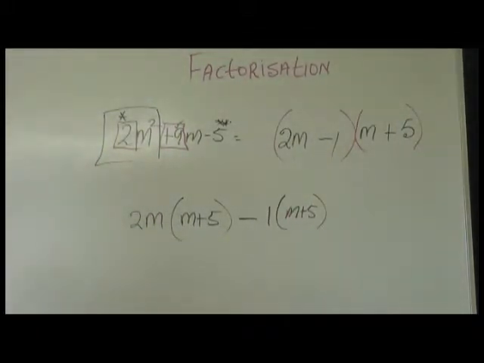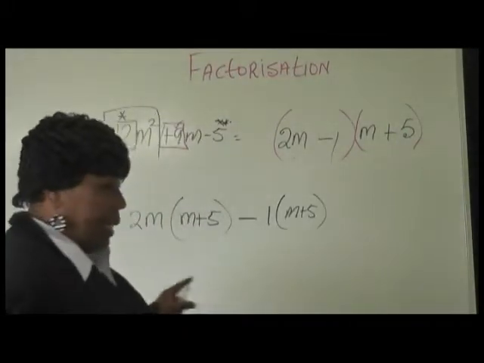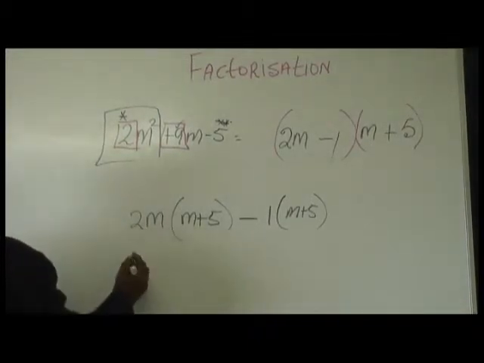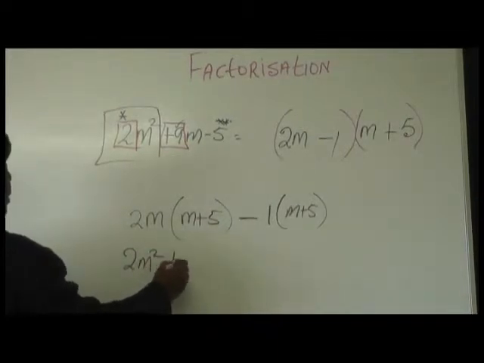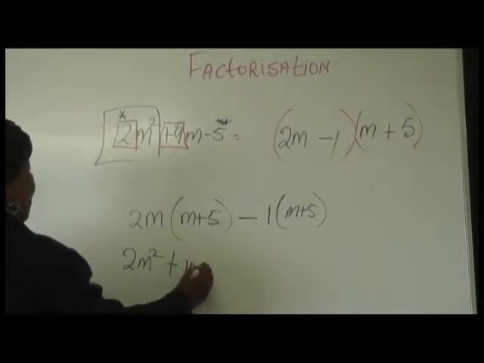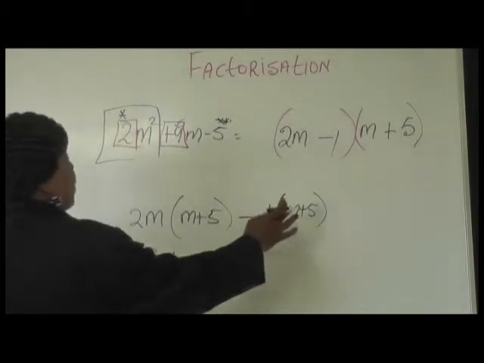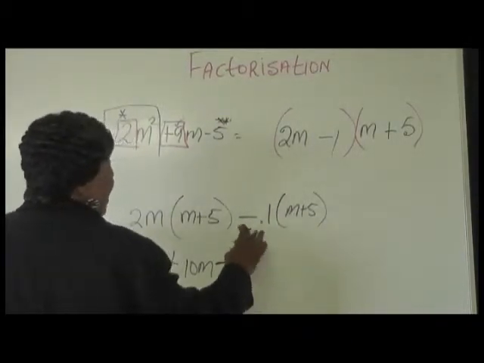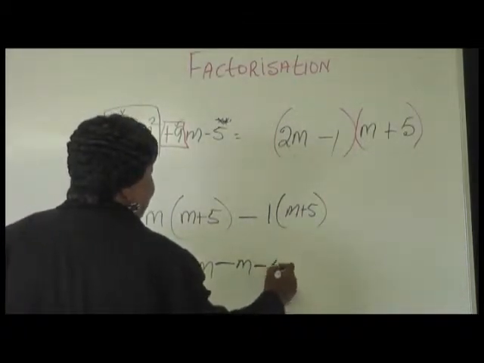Okay? So notice what I did. If we're fast, we can just go this and that, but I want to spell it out for you. Okay? And here we're going 2m times m will give you 2m squared. And then it is plus 2m times 5, and that's giving you 10m. And then it is minus, and then we have a negative 1 times a positive m will give you negative m. And a negative 1 times a positive 5 will give you negative 5.